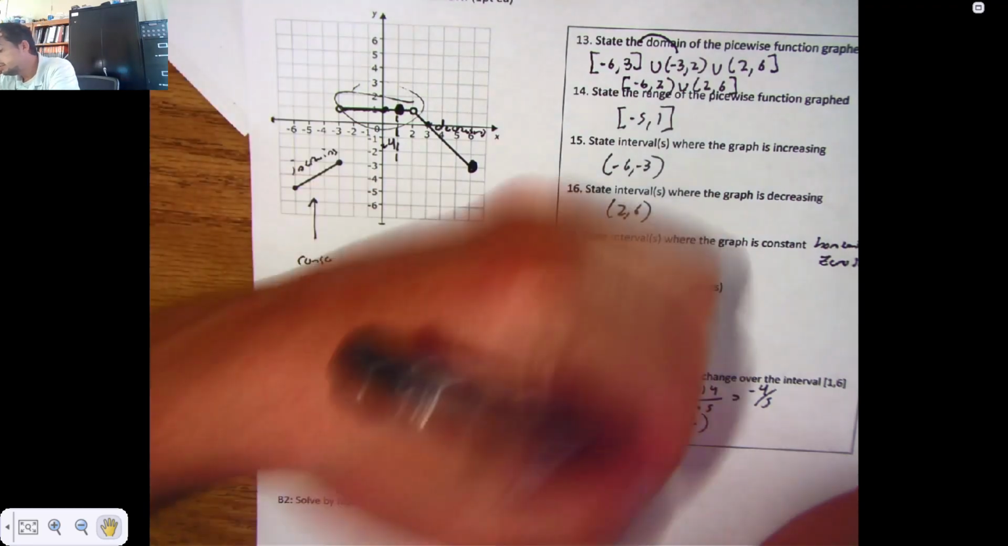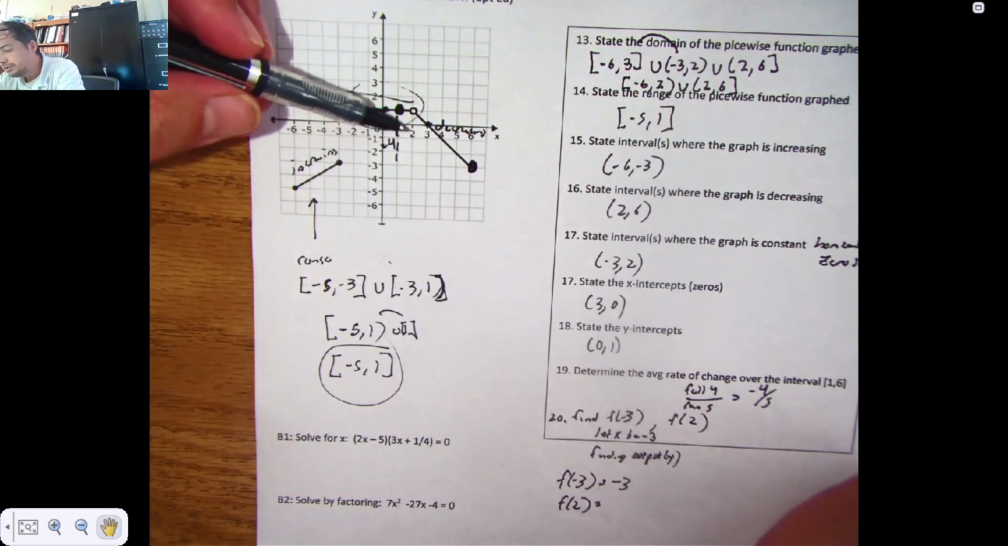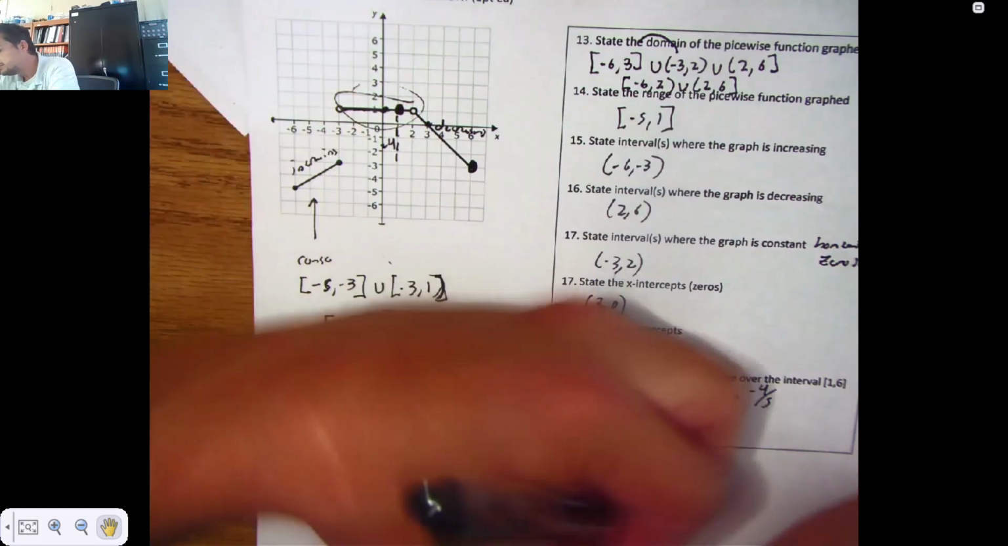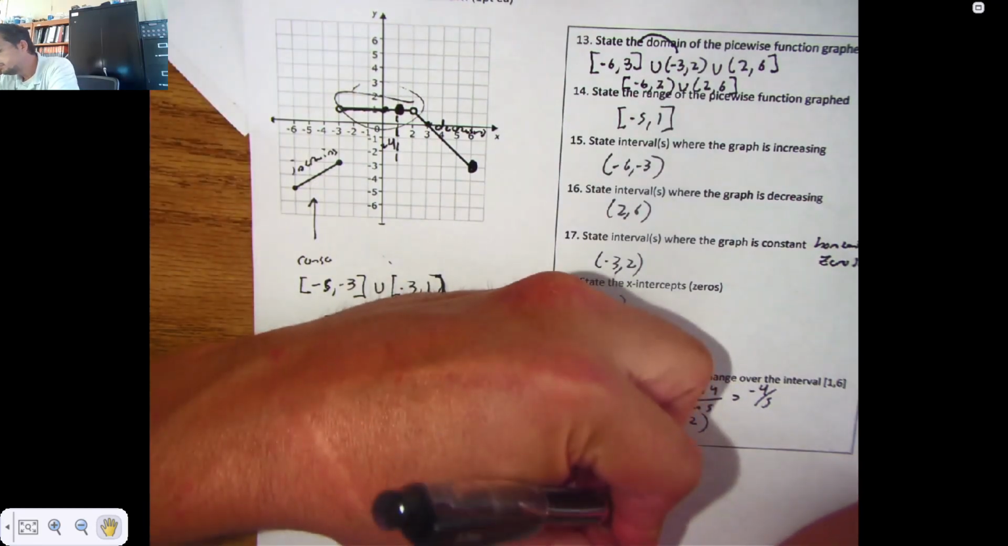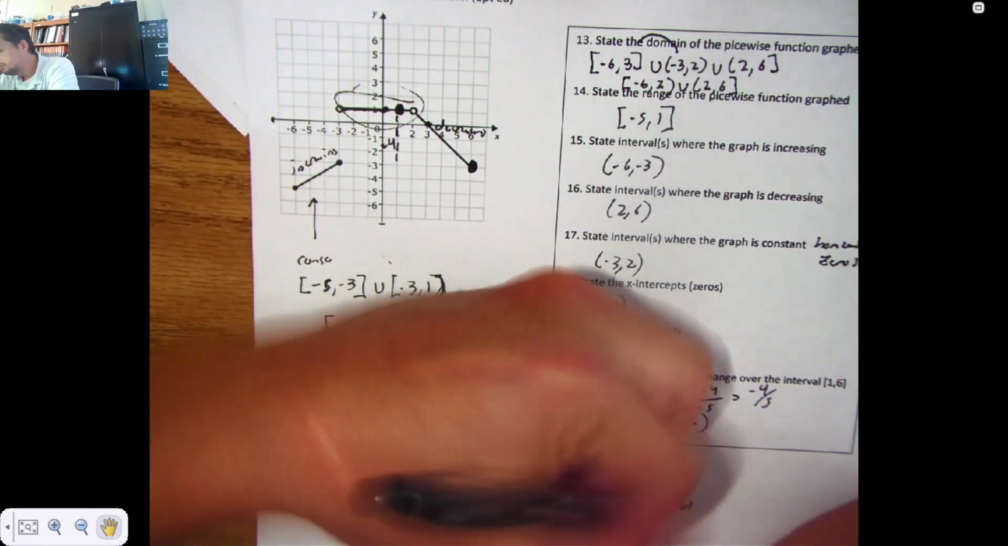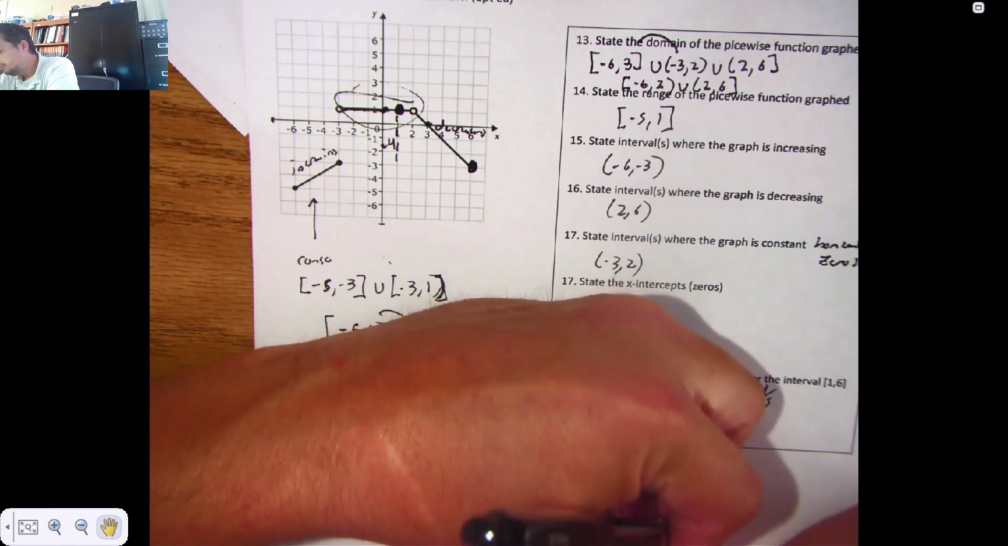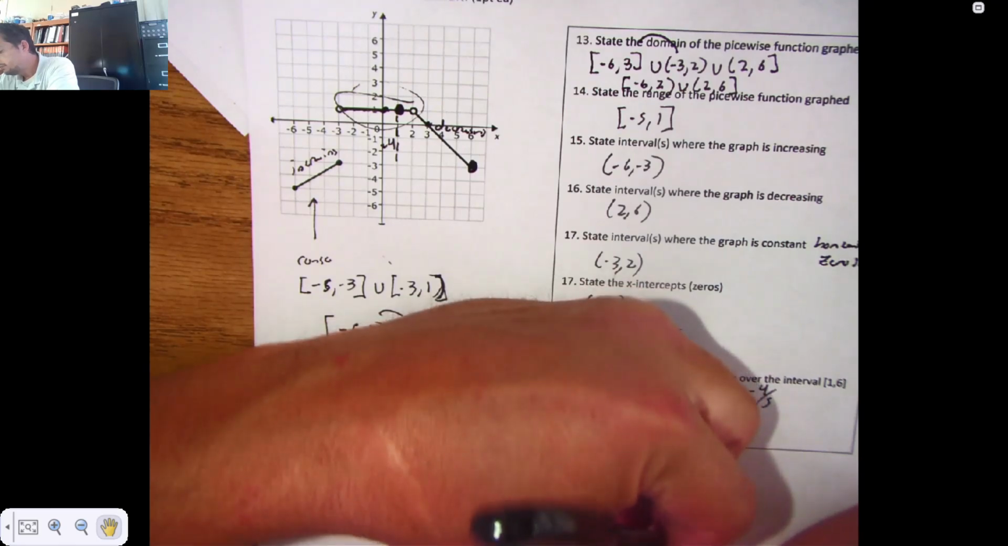All right, it also says find f of 2. So I go to where x is 2 and I look at the graph, and there's a hole there. f of 2 has no output because 2 is not in the domain of the function.